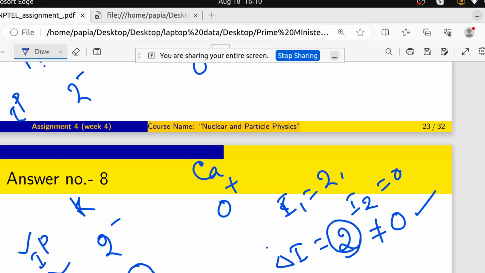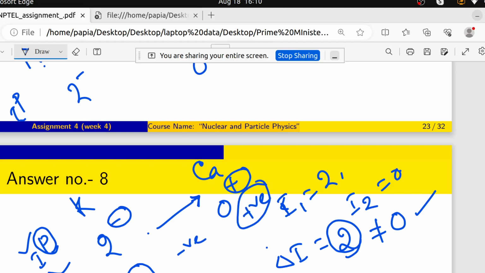Now coming to the parity change. What is the parity here? That one was minus, this one is plus. So does parity change or not? Obviously parity changes, because previously it was negative, now it is positive. So the parity change is yes. So the parity change for Gamow-Teller rules is yes. That means these two conditions are already satisfied.